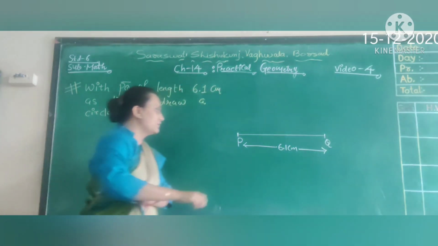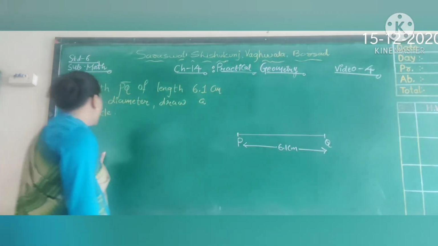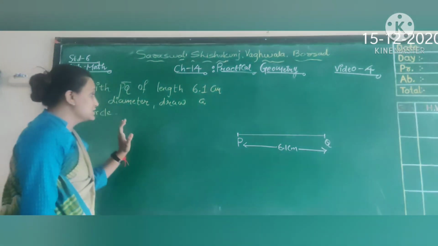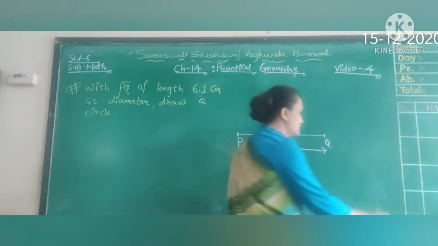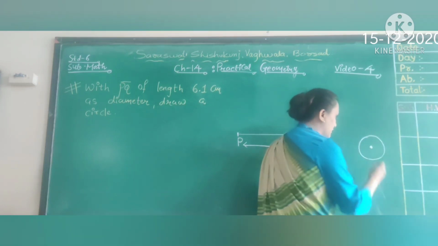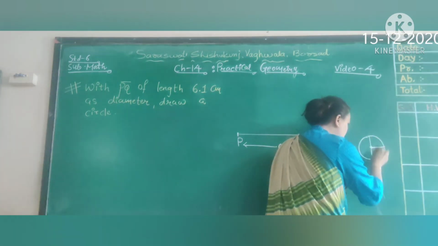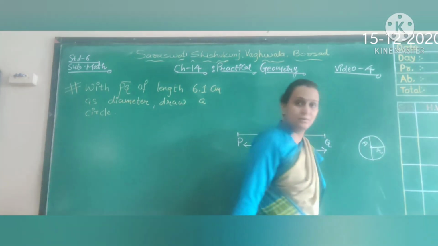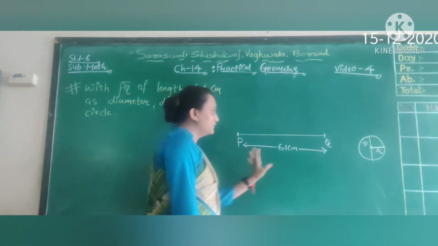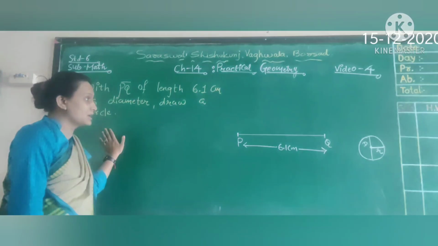So first we have to construct PQ with the given measurement. Okay, then after we have to consider PQ as diameter. See, this is your circle. Okay, this is the center. So this much is your radius and this is your diameter. Clear? So first we have taken PQ as our diameter, then we have to draw a circle.